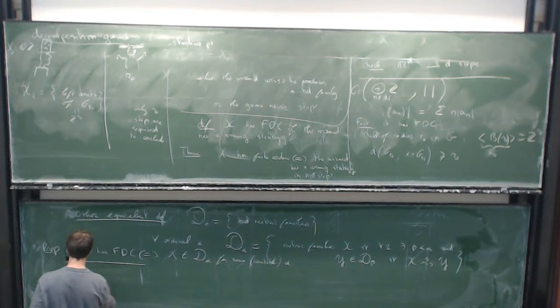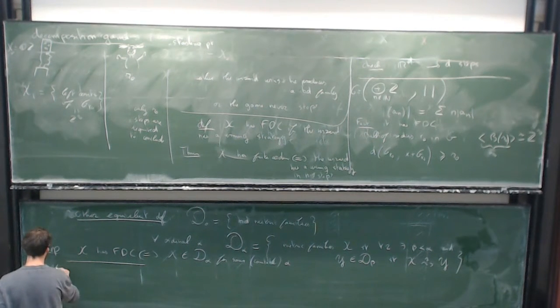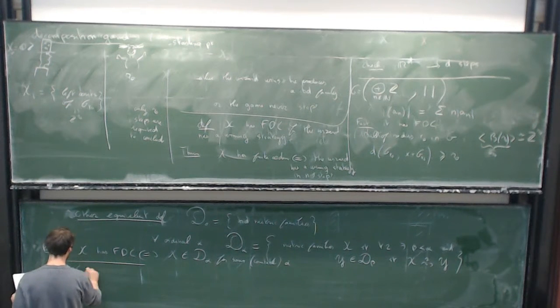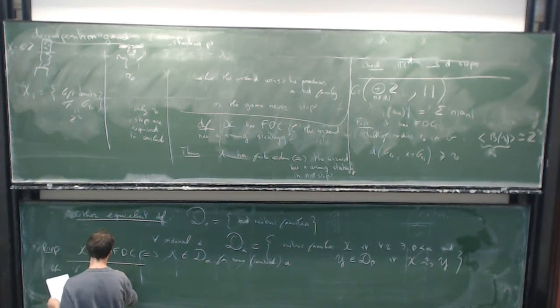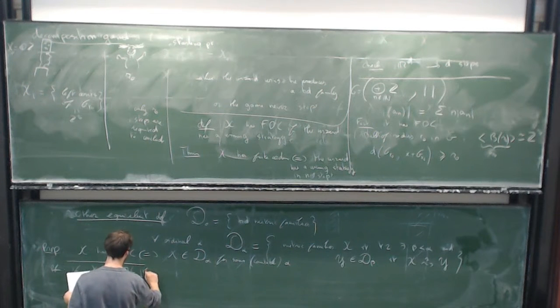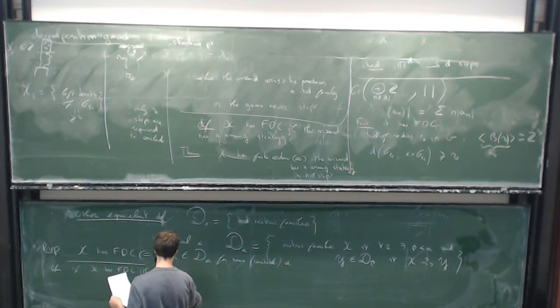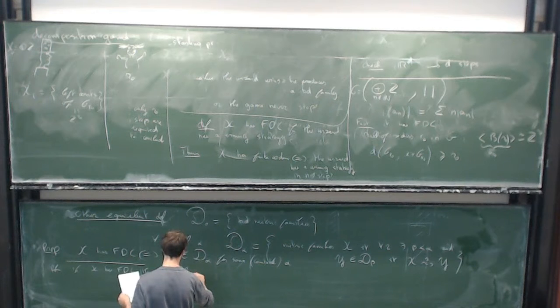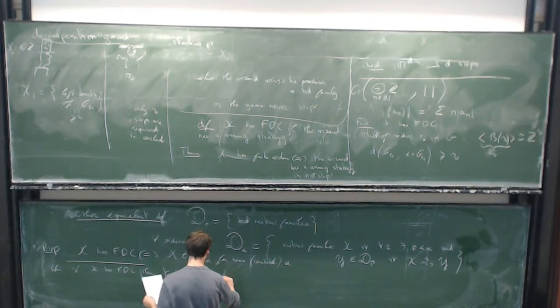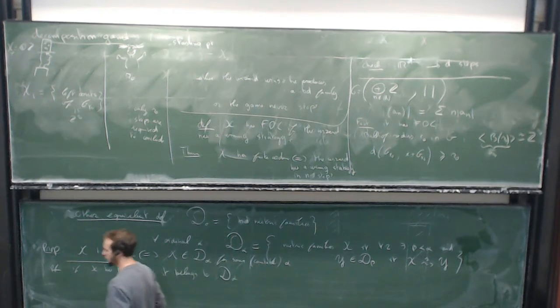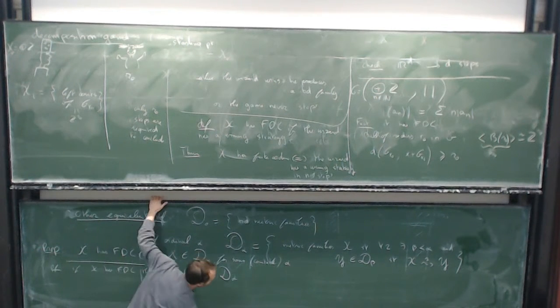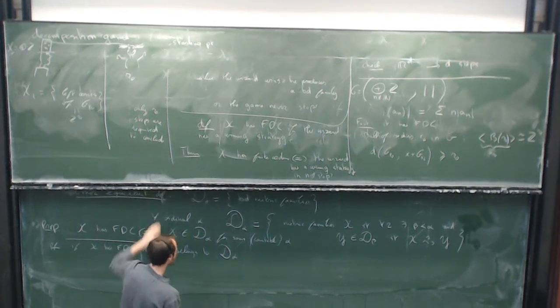So what I'm going to do is explain the proof of the fact that if X has FTC, then it belongs to D alpha. So how do you do that? Well, you have to draw what's called the decomposition tree.